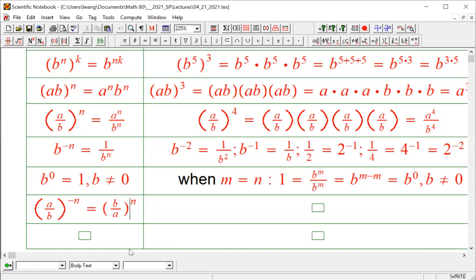Okay, so let's practice with a few of them. On the row second from last.